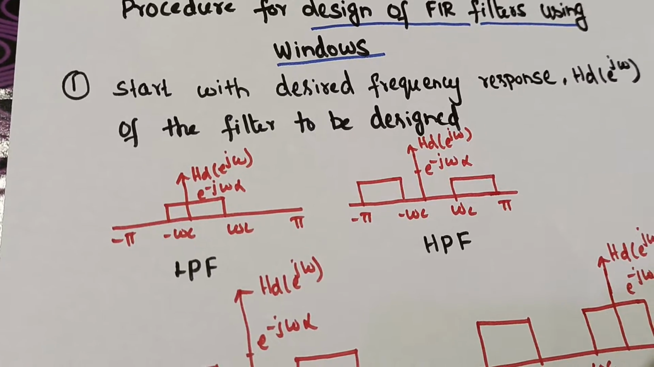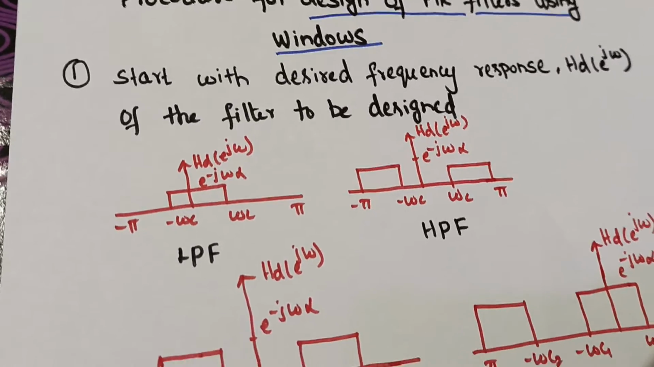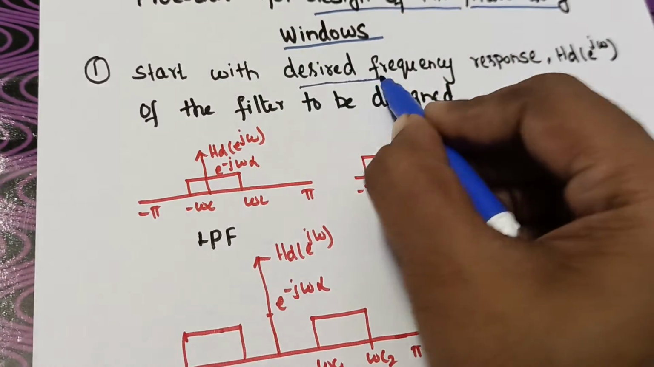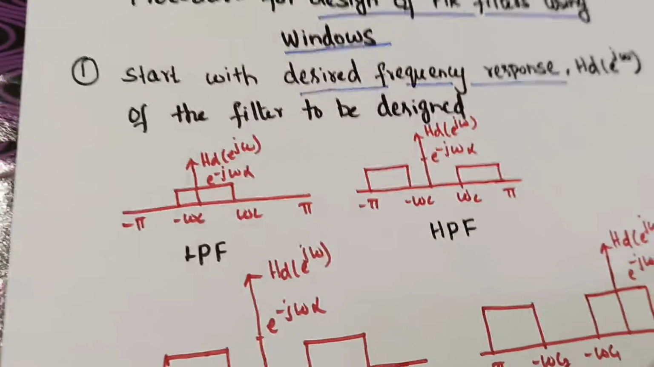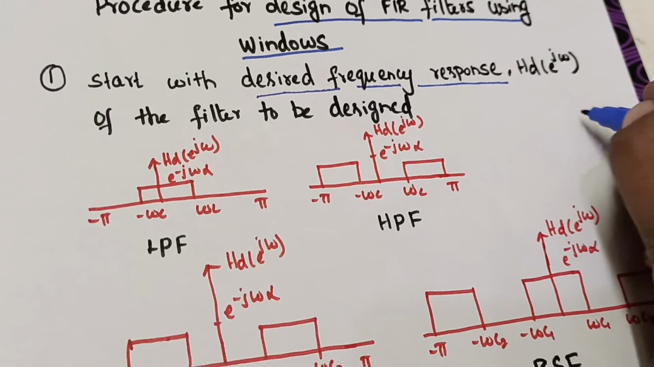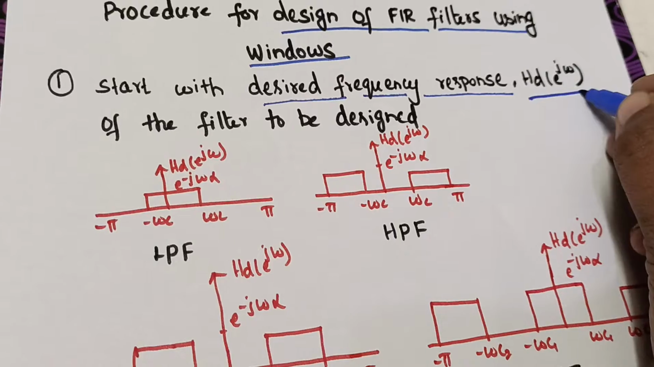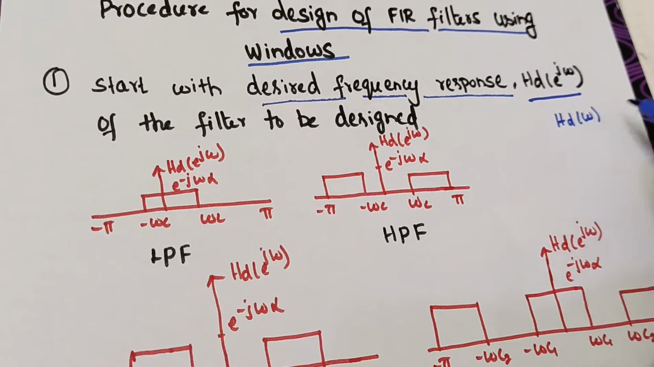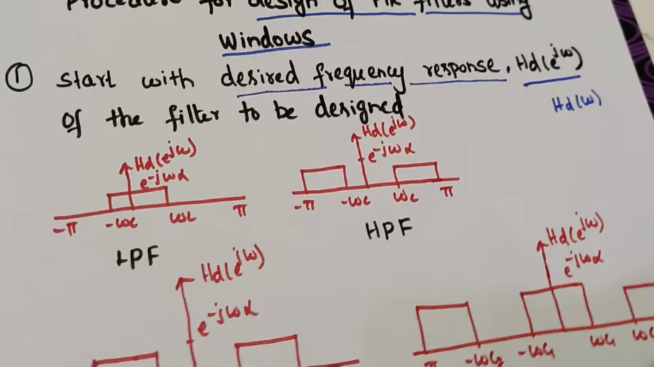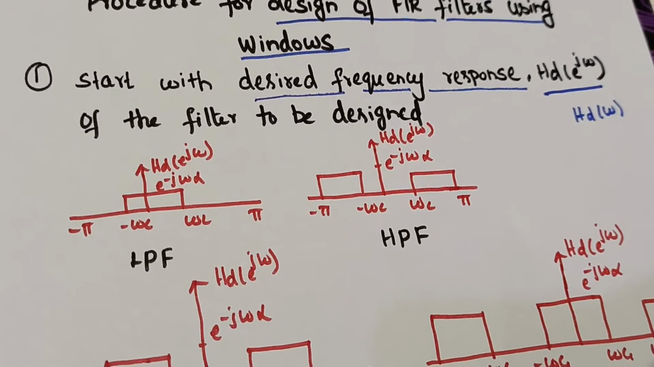The first step here is you have to start with the desired frequency response of the filter to be designed. It will be usually represented as HD of e power j omega, or in some books it may be represented as HD of omega also. So this is nothing but the desired frequency response.